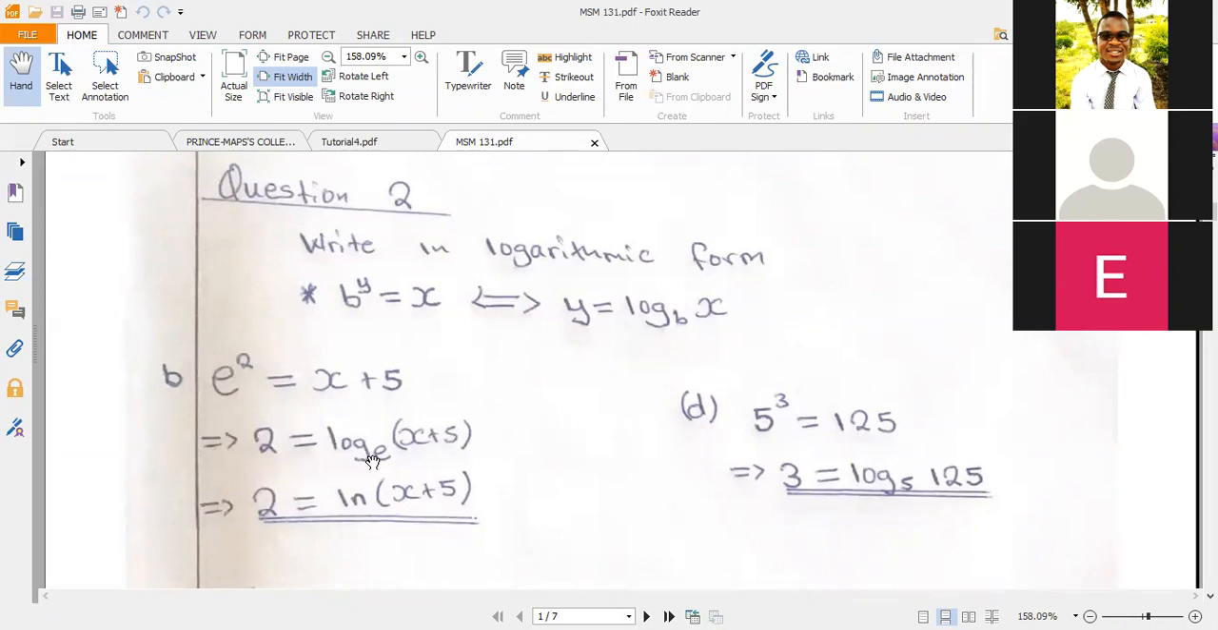But log to the base e, what is this? This is the natural log of e, which is ln. So we introduce ln there and say 2 is equal to ln x plus 5.